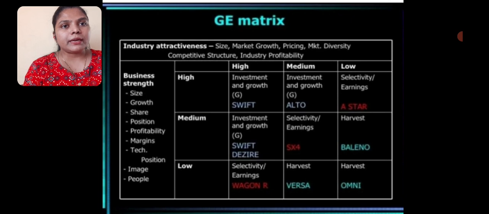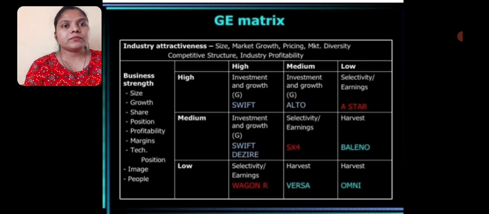So this is the GE matrix for Maruti Suzuki. The industry attractiveness factors for Maruti Suzuki are size, market growth, pricing, market diversity, competitive structure, and industry profitability. And the business strength factors of Maruti Suzuki are size, growth, share, profitability, margin, position, image, and people.